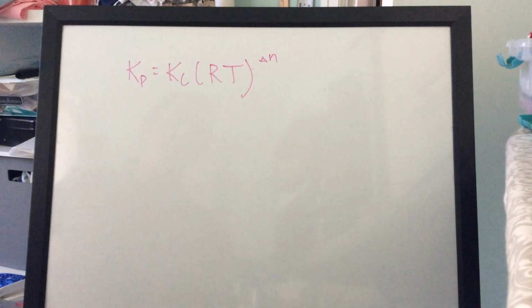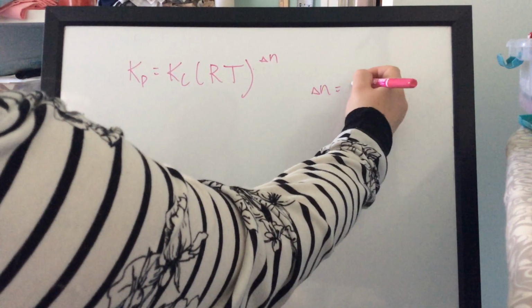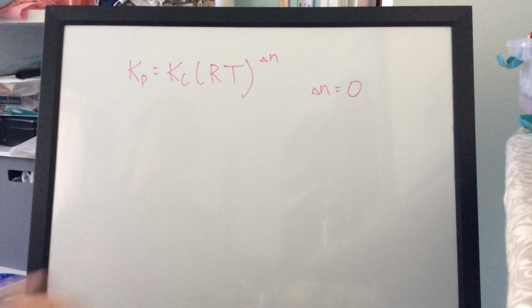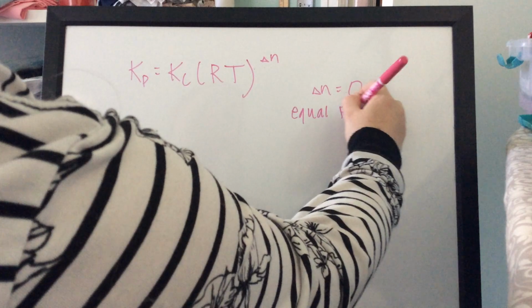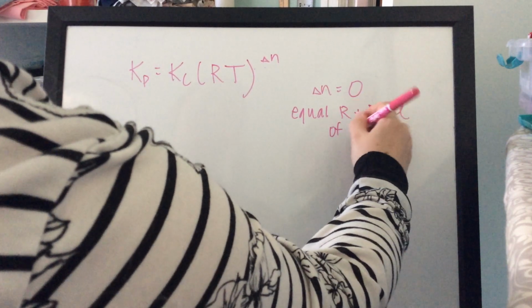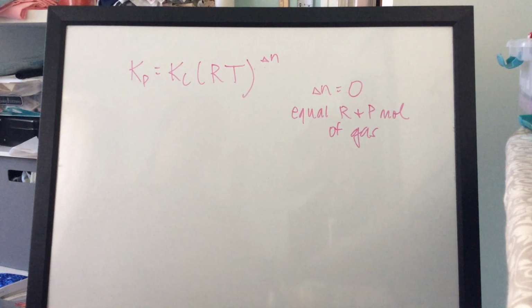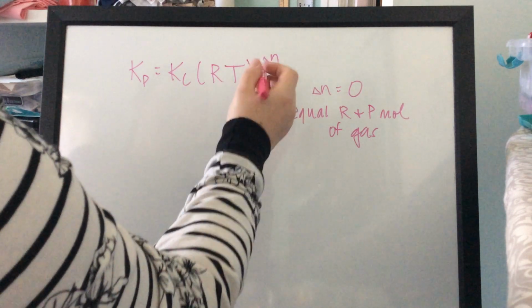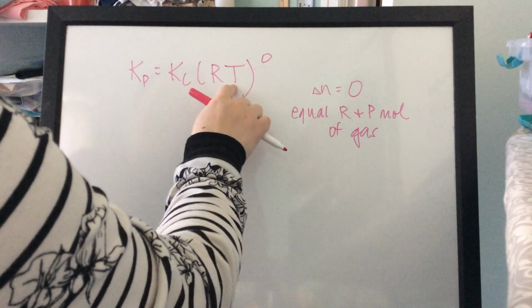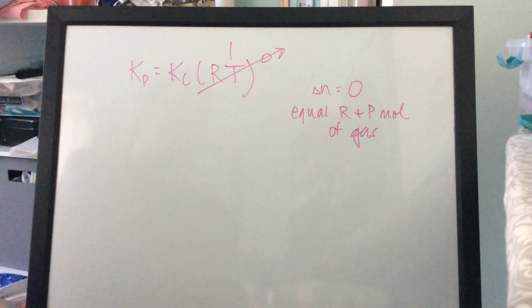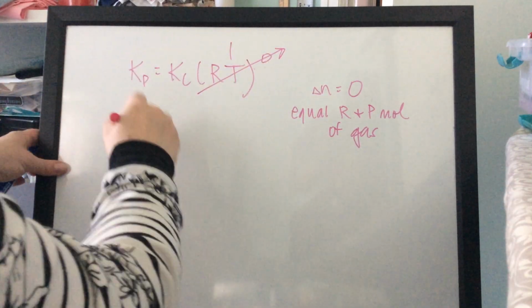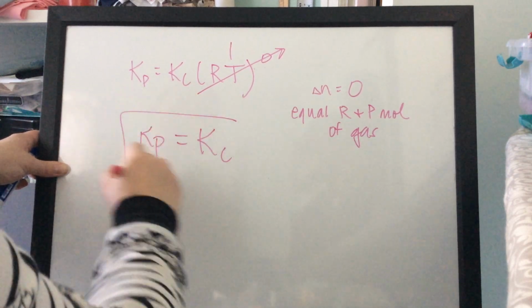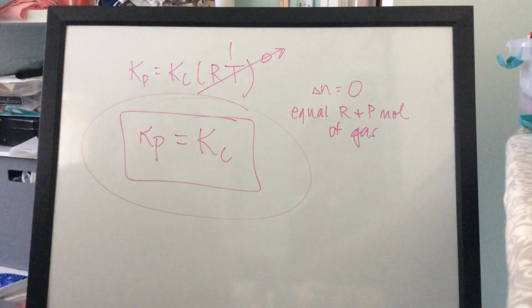So if you think about it, if delta N were to be 0, which would mean I would have equal reactant and product moles of gas. Think about it: product moles 2 minus reactant moles 2. They would be equal, and I would get a delta N of 0. Well, if delta N is 0, then this whole R times T to the 0 power goes to 1. And then Kc times 1 is Kc. So if you have a reaction where delta N is 0, your Kp and your Kc value will be the same. They'll be equivalent. That's a very important point, and a nice takeaway for this section.